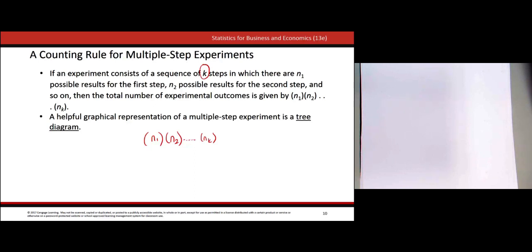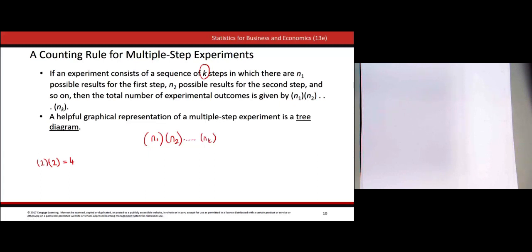For example, if we toss 2 coins, then how many total experimental outcomes do we have? We are tossing the 2 coins, so we can consider this as a 2-step experiment. Tossing the first coin is 1 step, the other coin is the second step. So we have 2 possible outcomes for the first coin and 2 for the second. So total 4 possible outcomes.